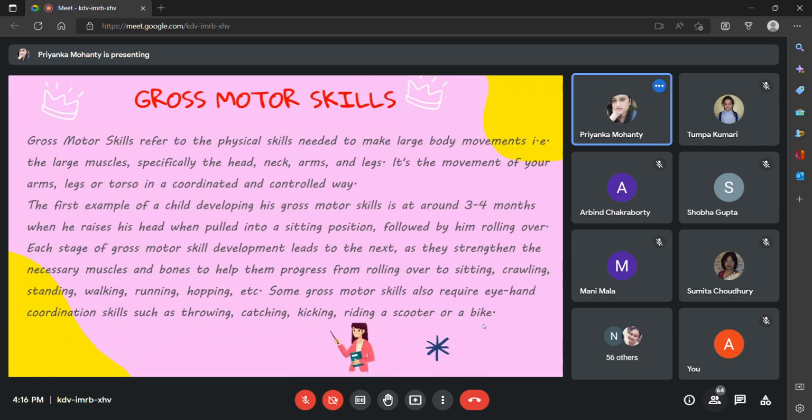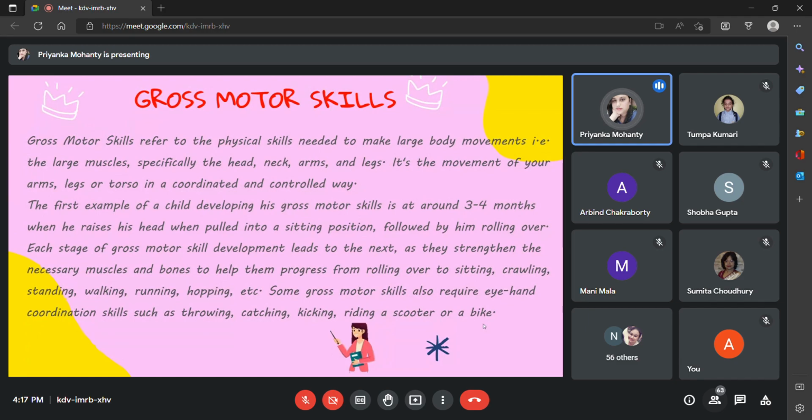Gross motor skills. Gross motor skills refer to the physical skills needed to make large body movements, using large muscles, especially the head, neck, arms and legs. It is the movement of your arms, legs, or toes in a coordinated and controlled way. The first example of a child developing gross motor skills is at around 3 to 4 months when he raises his head when pulled into a straight position, followed by rolling over. Each stage of gross motor skill development leads to the next as they strengthen the necessary muscles and bones to help them progress from rolling over to sitting, crawling, walking, standing, running, hopping, etc.